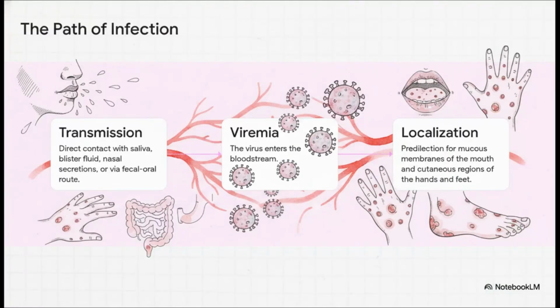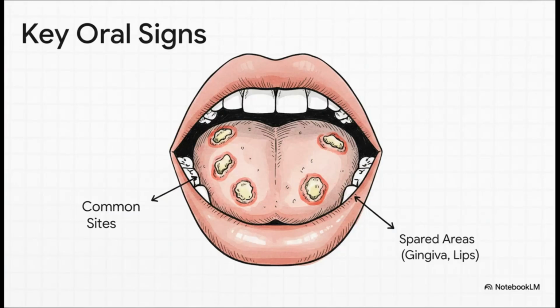So how does it get around? Well, it's all about direct contact: saliva, fluid from the blisters, nasal secretions, or even the fecal-oral route. Once the virus gets in, it doesn't just stay put. It hitches a ride in the bloodstream, a phase we call viremia. And this little road trip through the body explains why the symptoms show up in such specific places. The virus just has a preference, a predilection for setting up shop in the oral mucosa and the skin of the hands and feet.